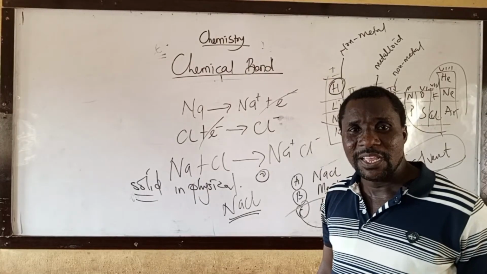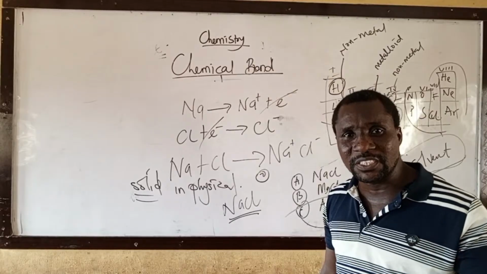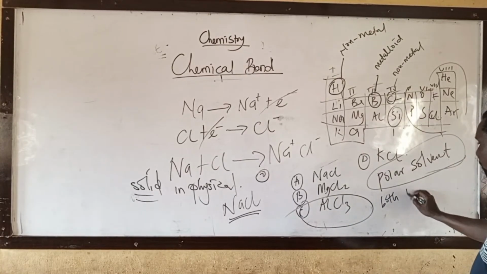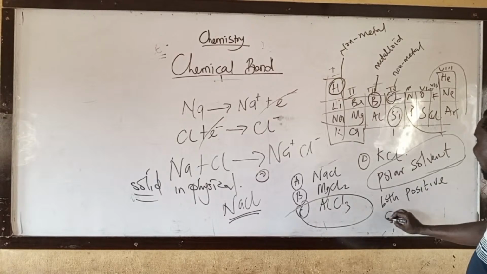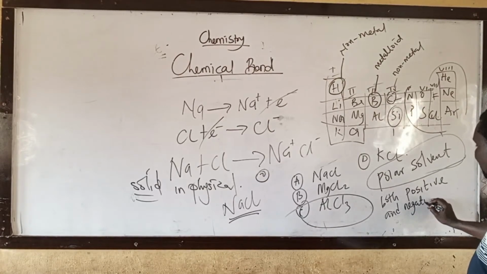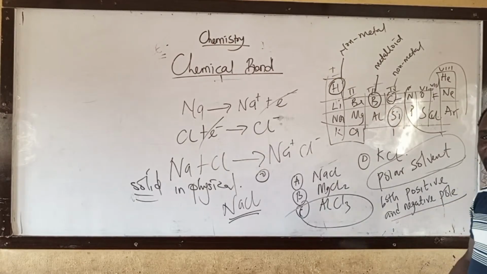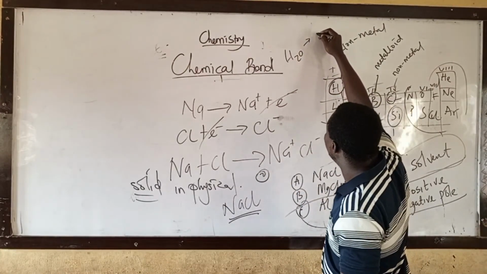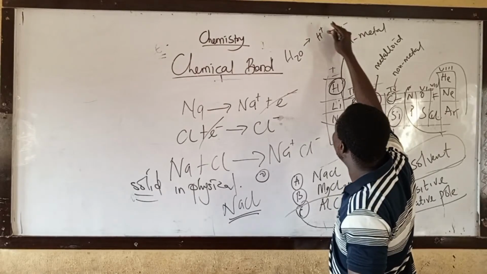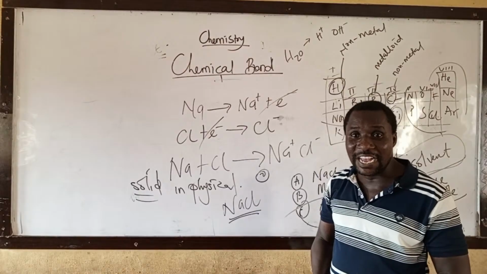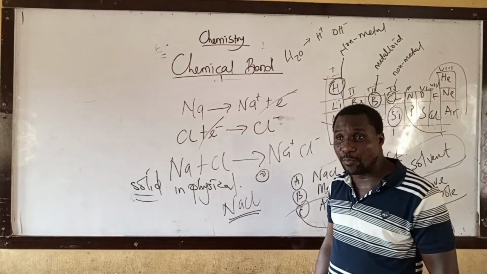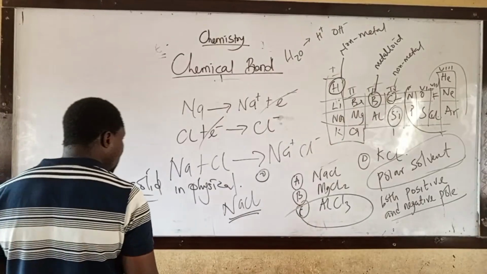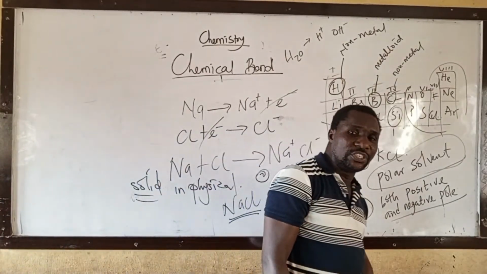Polar solvent: a solvent that has both positive and negative pole. Write it down. Water, as an example, has both positive and negative pole. Any solvent that has positive and negative pole is known as a polar solvent. Number three, they can conduct electricity.